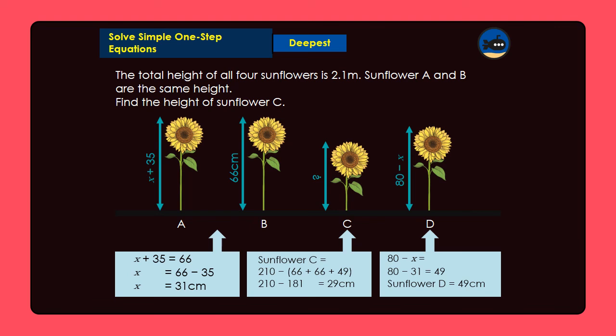And then we also need to minus the 49 from sunflower D. When we minus all of those, we've minus 181. 210 minus 181 equals 29 centimetres. So sunflower C is 29 centimetres. Phew. Can you see how just knowing the value of some things, we can gradually chip away and find the answer that we're looking for?